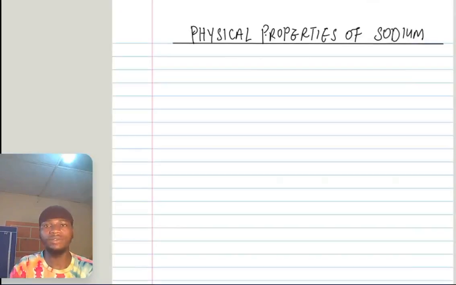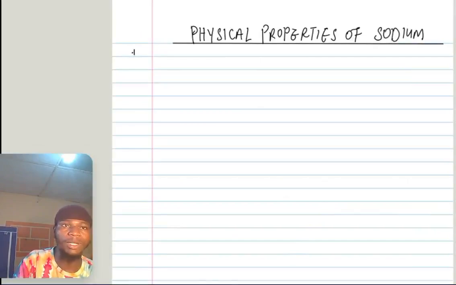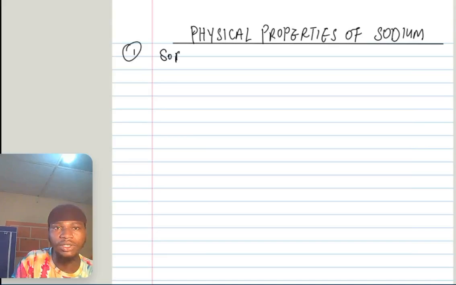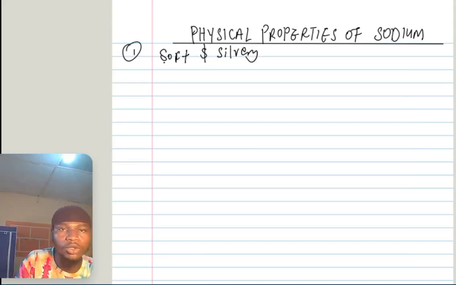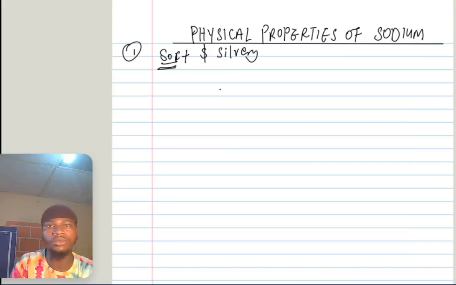Now let's look at the physical properties of sodium. So the first physical property is that sodium is very soft. Soft, and it appears silvery, like silver color. But I want to talk about the softness of sodium.